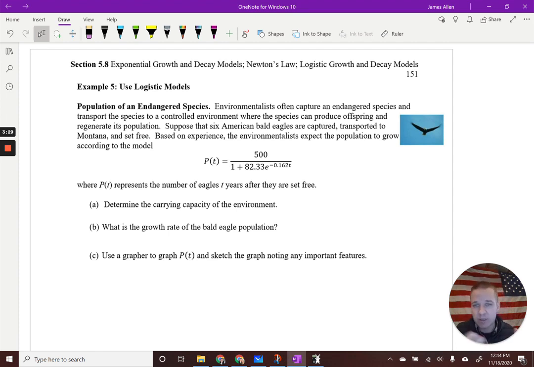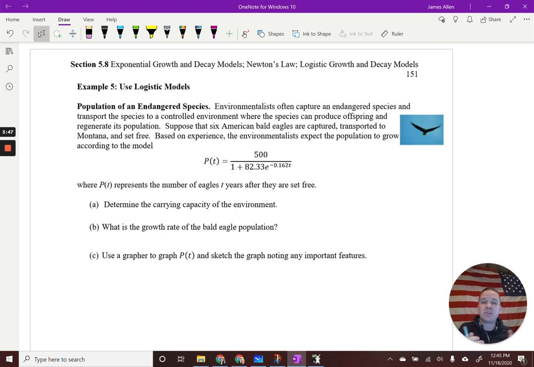Now, suppose that 6 American bald eagles are captured, transported to Montana, and set free. Based on experience with this, they have a population model here, a logistic model, to estimate what that population might be as time goes on. Right? It's not exact; it's an estimation.